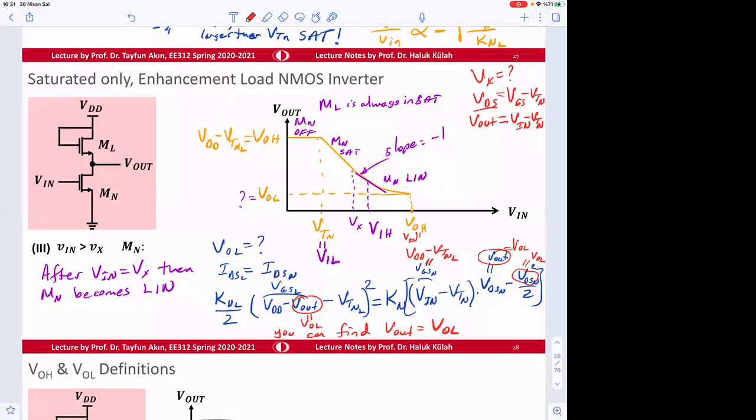Is that okay? That's the critical point. VDS becomes lower than V gate to source minus V threshold of N. That's the value of Vx.